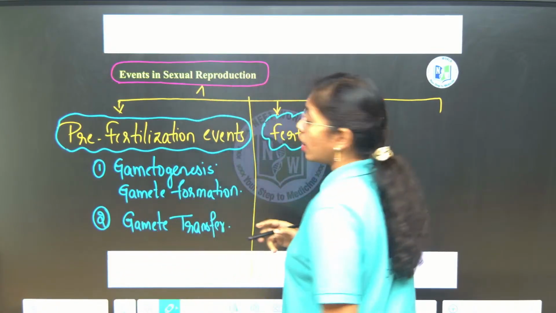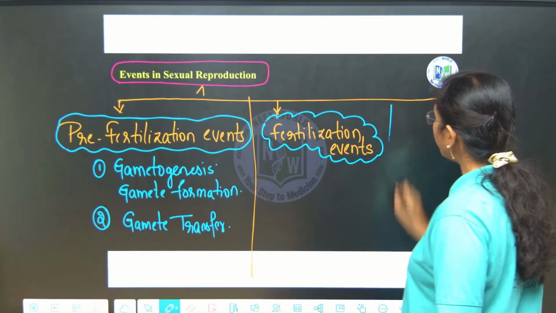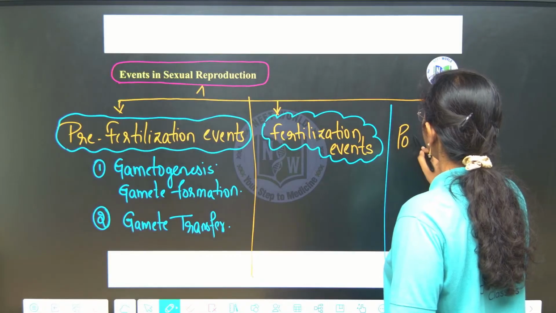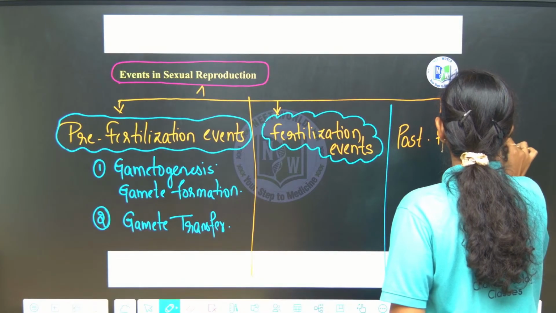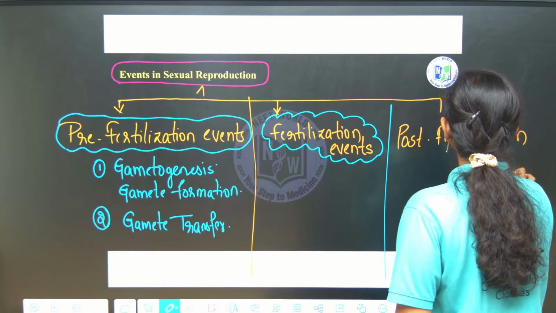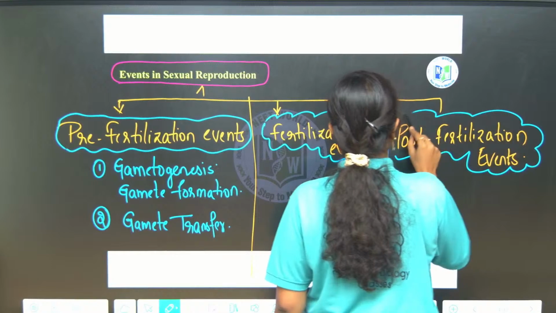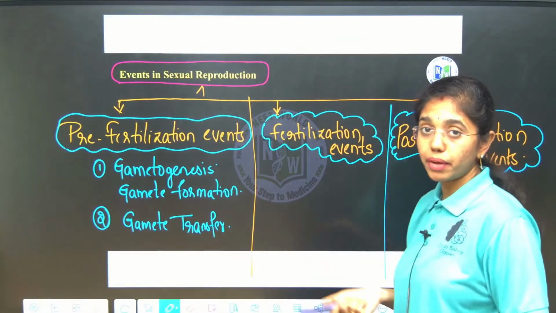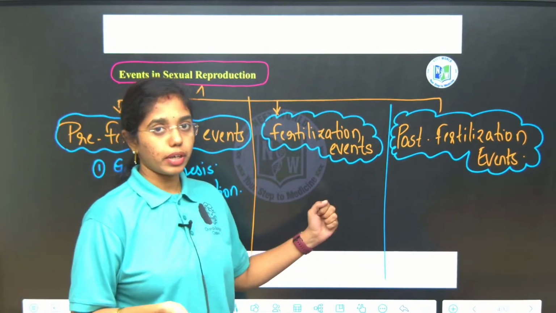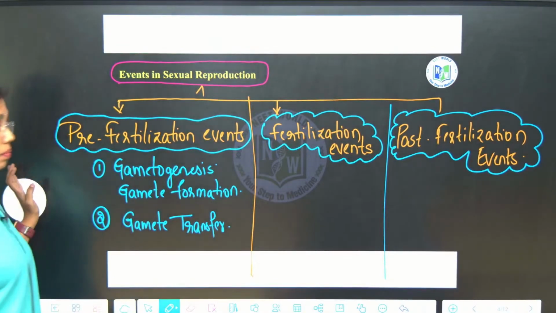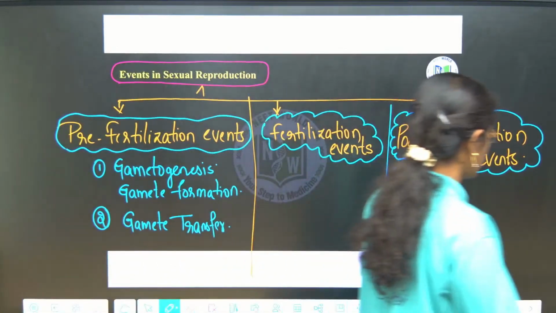Fertilization events wherein syngamy or double fertilization occurs in the angiosperms. After this we will go through the post fertilization events. Post fertilization events include embryo formation, that is zygote development, embryo formation if it is in angiosperms, endosperm development as well, seed development or fruit formation. These and all are what? Post fertilization events. As such, we will be going through pre-fertilization, fertilization and post-fertilization events.